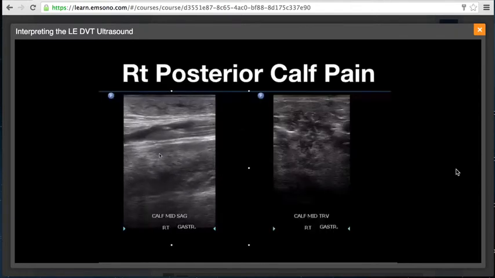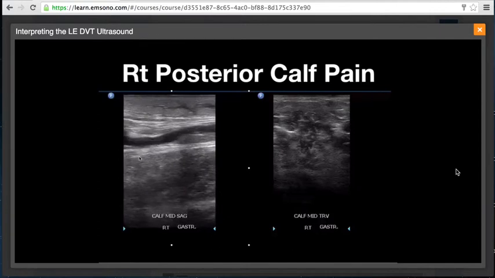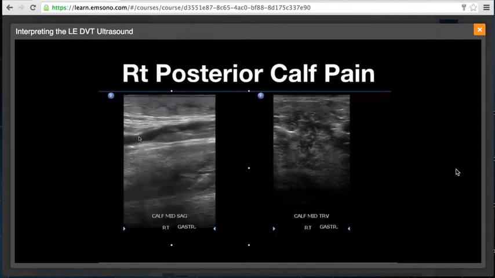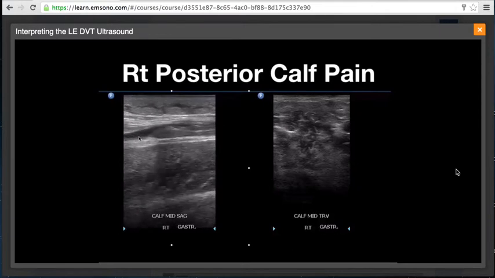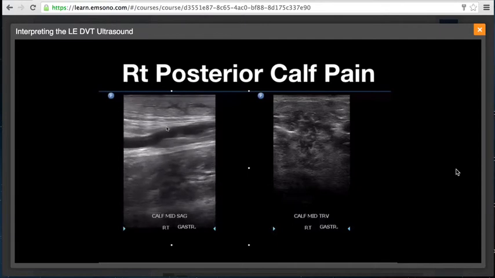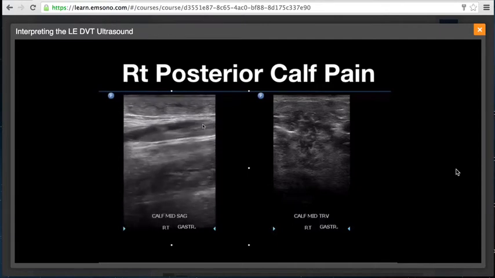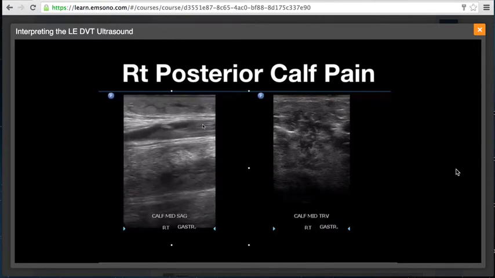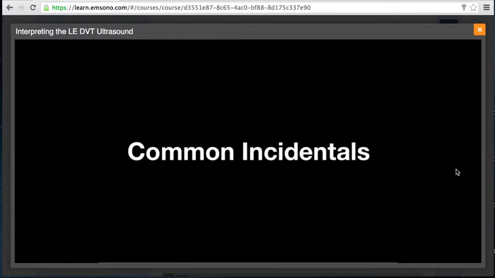Here's a patient that came in with right posterior calf pain, looked like he had a DVT, gave a history of some minimal trauma. But what actually this patient had was a tear of the medial head of his gastroc muscle right by the aponeurosis. And you can see the fluid and you can see the tear here right at the aponeurosis. So this patient did not have a DVT, but we were able to also then find the etiology of his pain and swelling. Let's now look at some common incidentals.